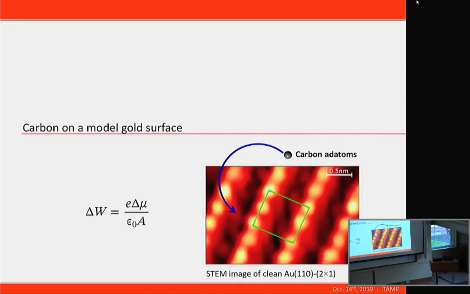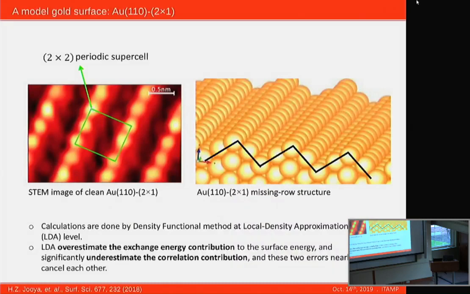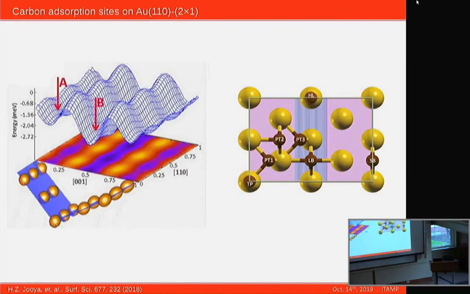These brighter points are gold atoms, and in between each two rows of gold we have a missing row. This is the 110 orientation, a 2x1 missing row structure of the surface. Now we can do a simulation for this system to get the energy and all the electronic structure. You're not using a model potential, you're using density functional theory calculation in the local density approximation. Then we built up the surface like this, and see what happens when the carbon atom gets close to the surface.